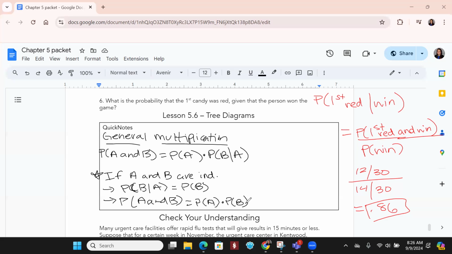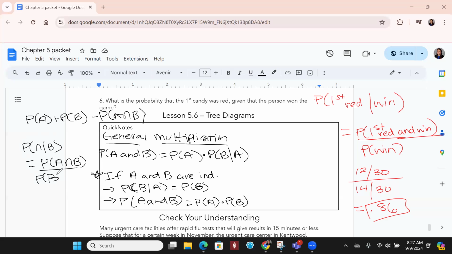You're given two formulas on your formula sheet, the only ones that you are given. We did the conditional probability the other day. This is just a reminder, you don't have to write this down. You are also given this one: the probability of A given B equals the intersection of A and B over the probability of B. This is just the notation for it.